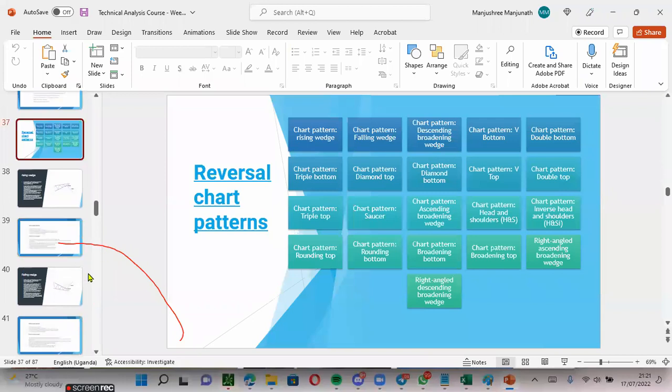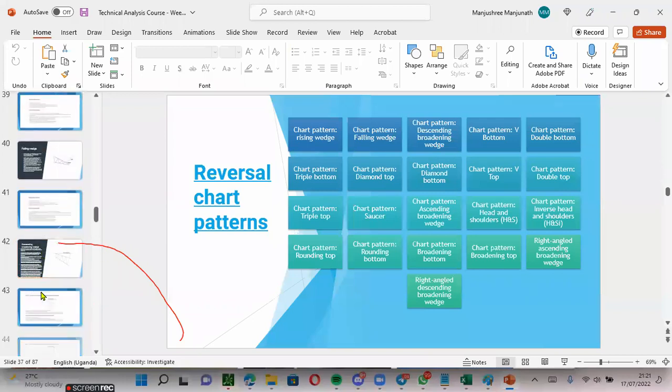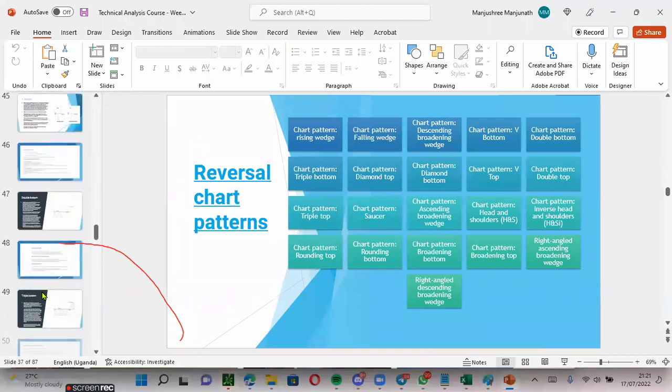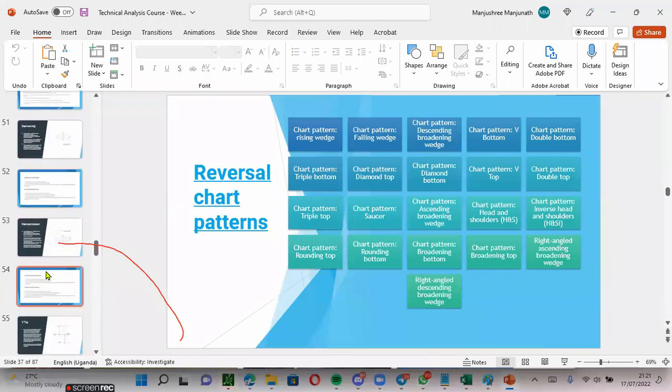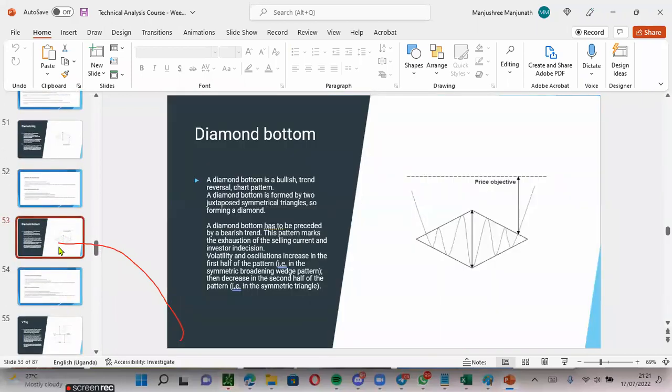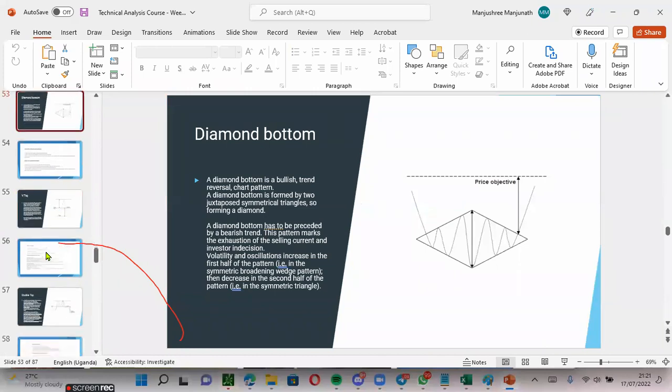I had this setup. Probably I'll share it. This one. Some diamond bottoms. You don't have to know too many things.